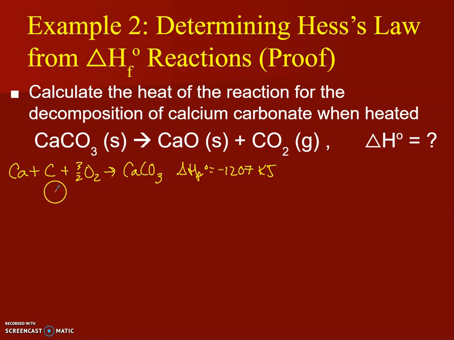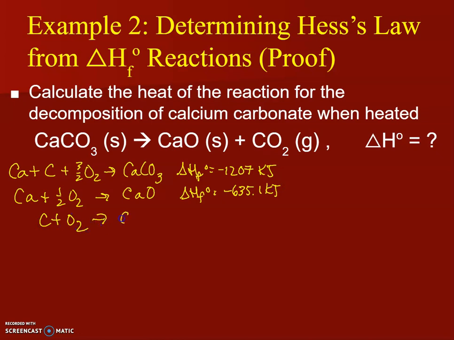CaO would be Ca plus half of an O2 making CaO, calcium oxide, and I would look up on some appendix somewhere negative 635.1. Don't worry, I will give you that appendix. And how do I make CO2? C plus O2 makes CO2, and that's our delta H of formation of negative 393.5 kilojoules.